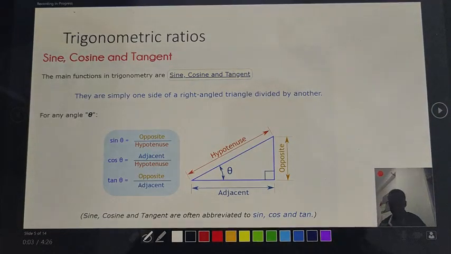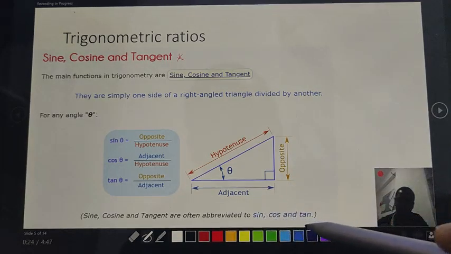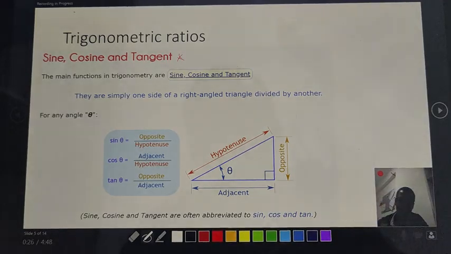Now, let us look at trigonometric ratios. At the moment, we will look at the three trigonometric ratios, which are sine, cosine, and tangent. In short, sine is written as sin, cosine is written as cos, and tan is written as tan. We need to be together here. We are referring to the ratios.